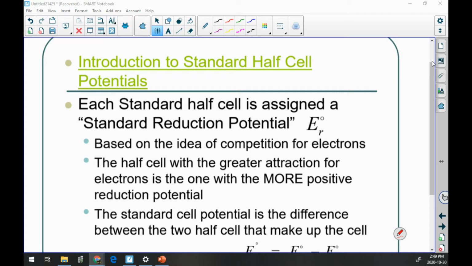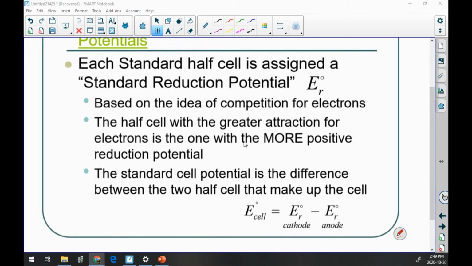We're basing this on the idea of competition for electrons, which is most of electrochemistry. The cell with the greater attraction for that electron is going to have the more positive electrical potential. The half cell potential will be more positive. That still doesn't mean that we couldn't have a negative. One cell has a half cell potential of negative 0.13, another one at negative 1.35.